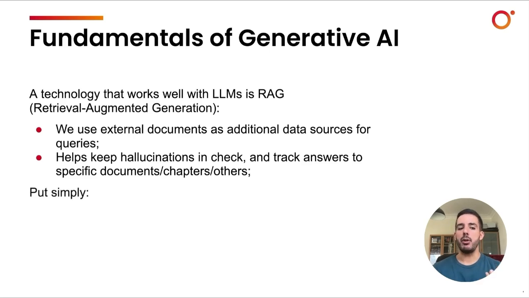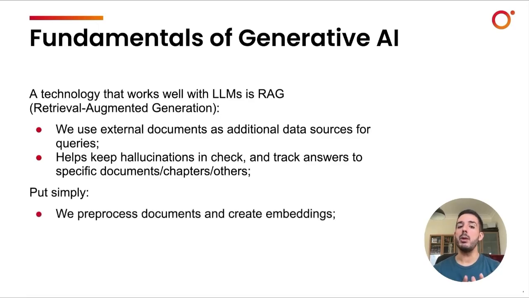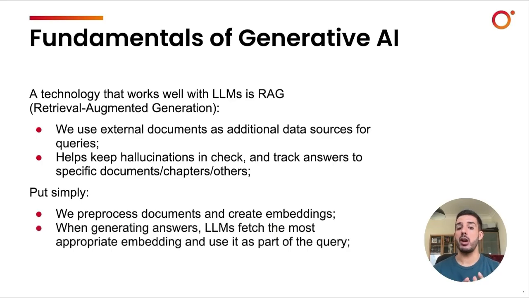So put simply, how does RAG work? Well, we pre-process documents and create what we call the embeddings, a vectorized representation of the text in those documents. Then, when the LLM is generating the answer, if RAG is integrated, then what happens is the LLM fetches the most appropriate embedding together with a query and uses it as part of the query. So you end up with an answer that is refined both by the prompt but also by the support documentation.